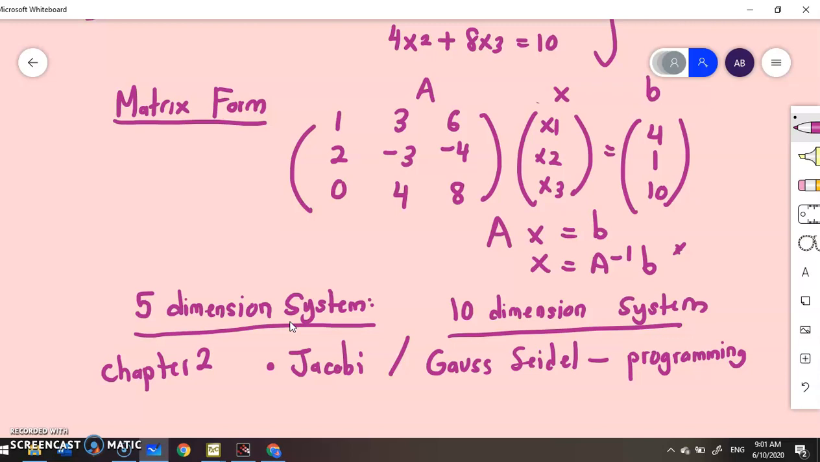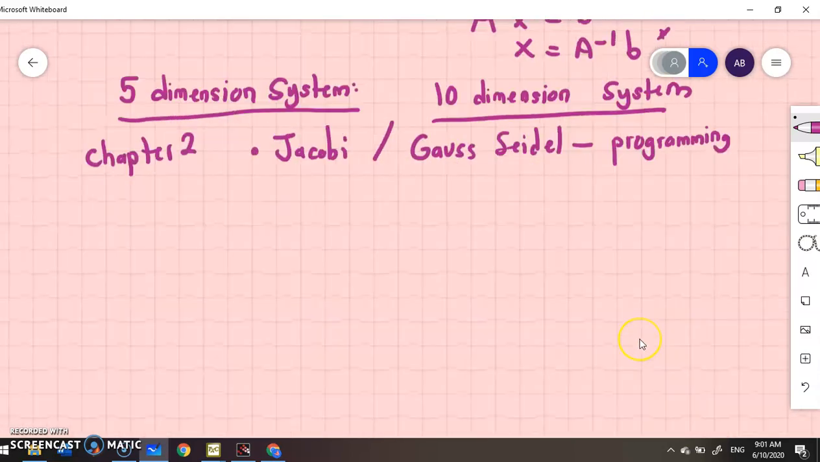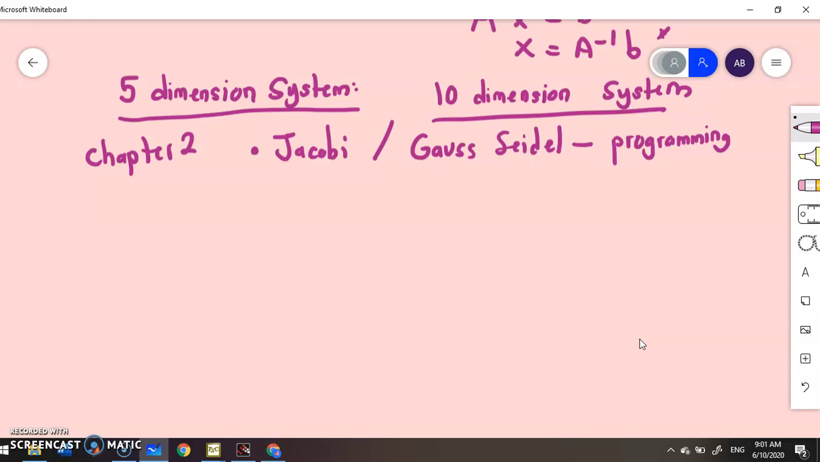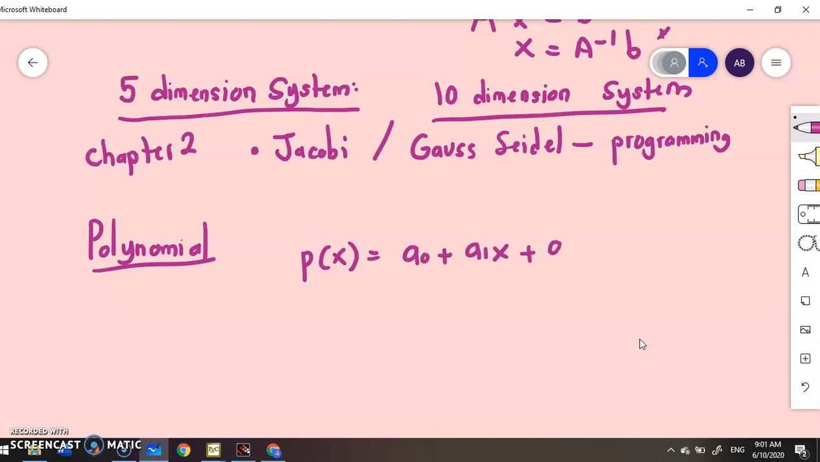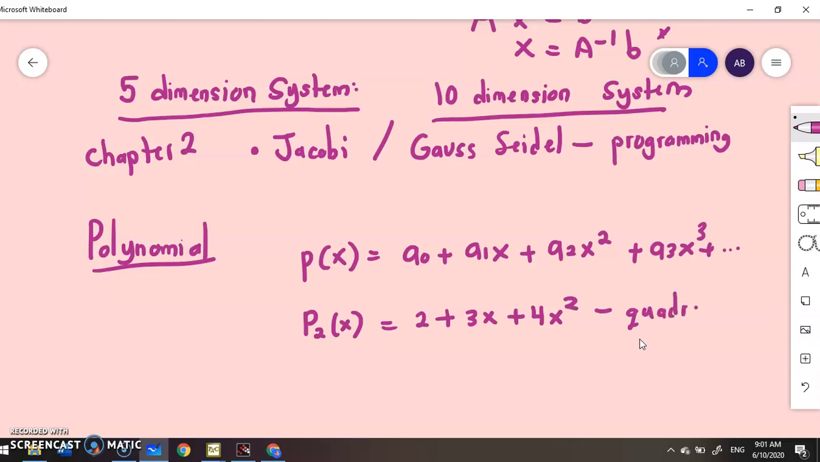Okay, and beside this, how will you solve a derivative or a polynomial? Let's look at polynomial first. What is a polynomial? I'll give you an example. A polynomial is any equation in this form: a0 plus a1x plus a2x squared plus a3x cubed, and so on. For example, a polynomial of degree 2: 2 plus 3x plus 4x squared, which is a quadratic equation. You can solve the quadratic equation easily. You have learned it before.